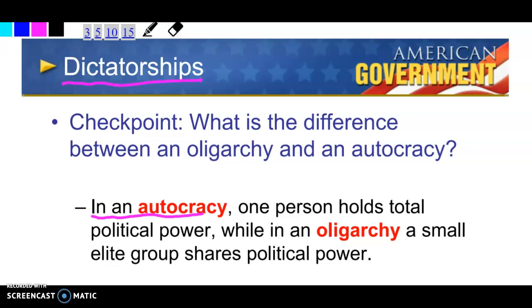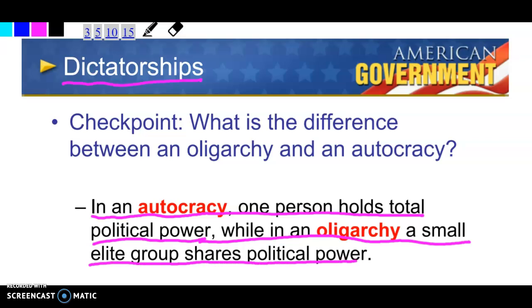In an autocracy, one person holds total political power, while in an oligarchy, a small elite group shares political power. So there's two different kinds of dictatorships: the autocracy and the oligarchy. We're going to go into that more.